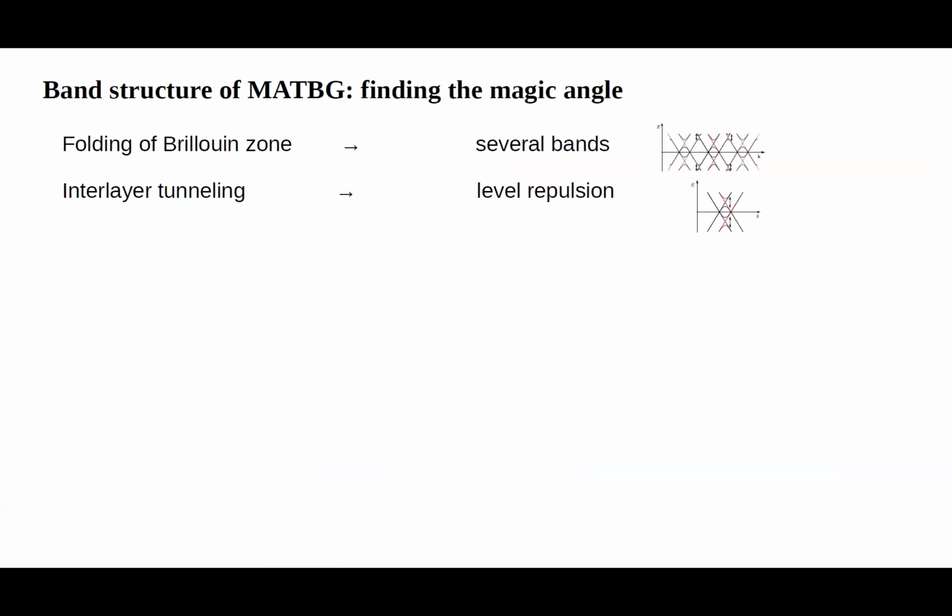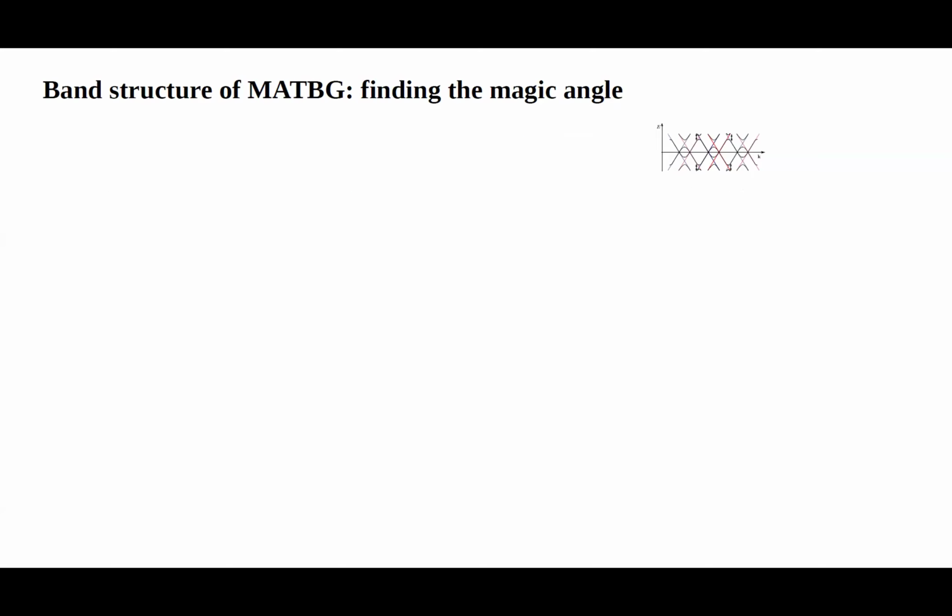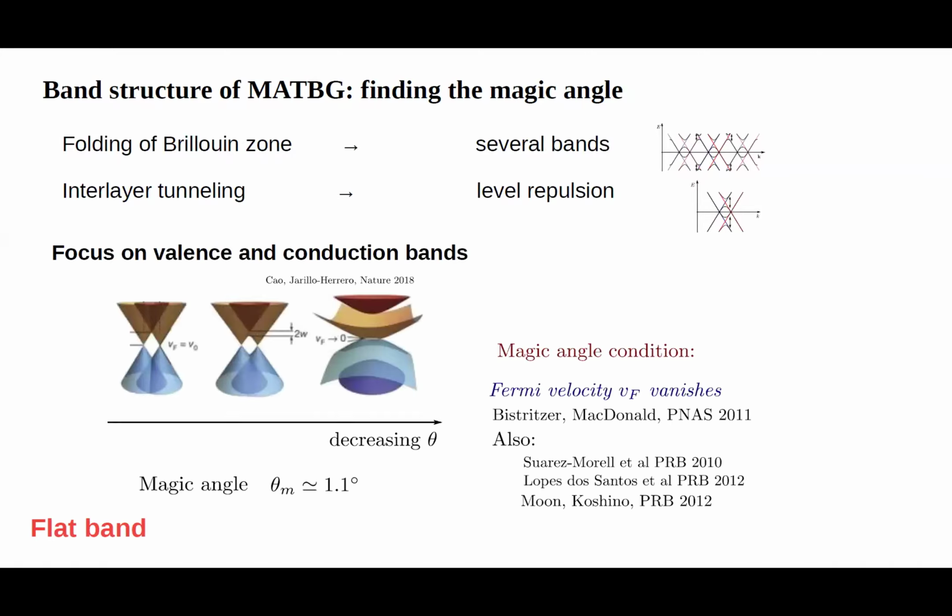Okay, so what about band structure? Anyway, this is the introductory argument that I was telling you earlier, that you're going to have a folding of the Brillouin zone onto the mini Brillouin zone. And at the same time, you're also going to have interlayer tunneling that gives you level repulsion. So you end up with many bands, but you want to focus on what is around charge neutrality.